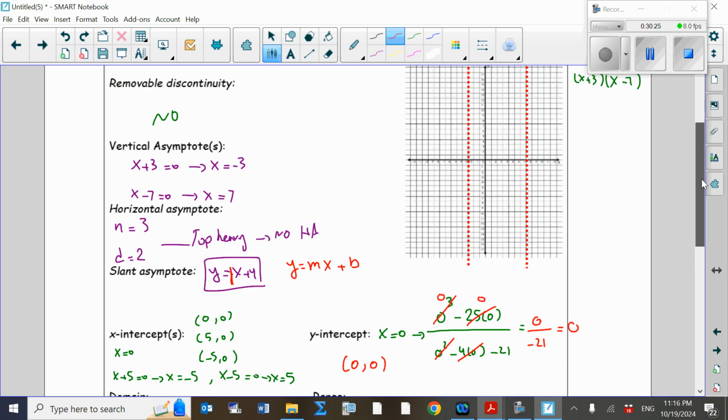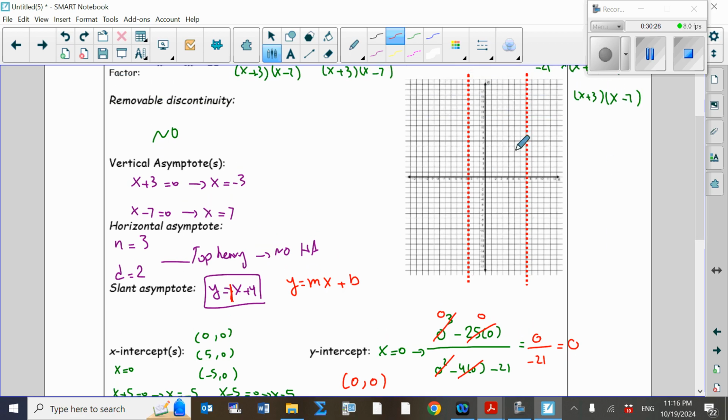So we're going to start from here. From the y-intercept, which is at 4 here, I'm going to go 1, because the slope is 1. 1 rise, 1 run. Rise over run is 1, and so on. So this is our slant asymptote. I'm going to graph a line that passes through these points. So this is my slant asymptote.